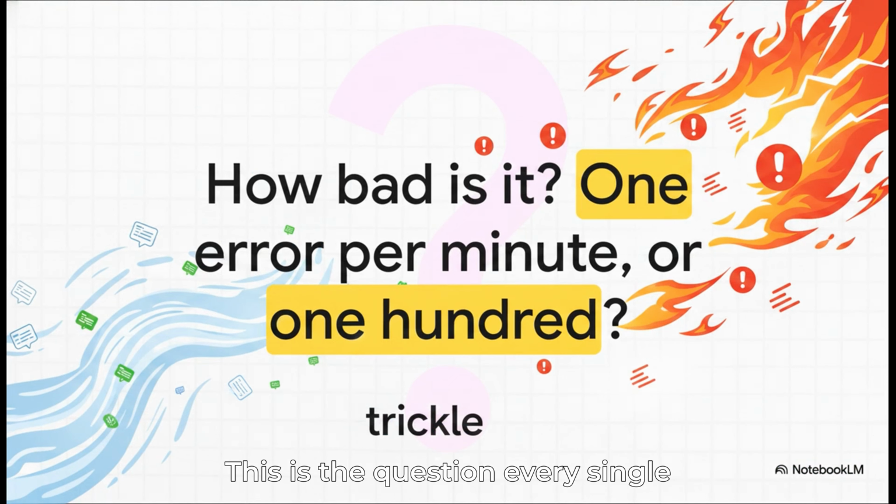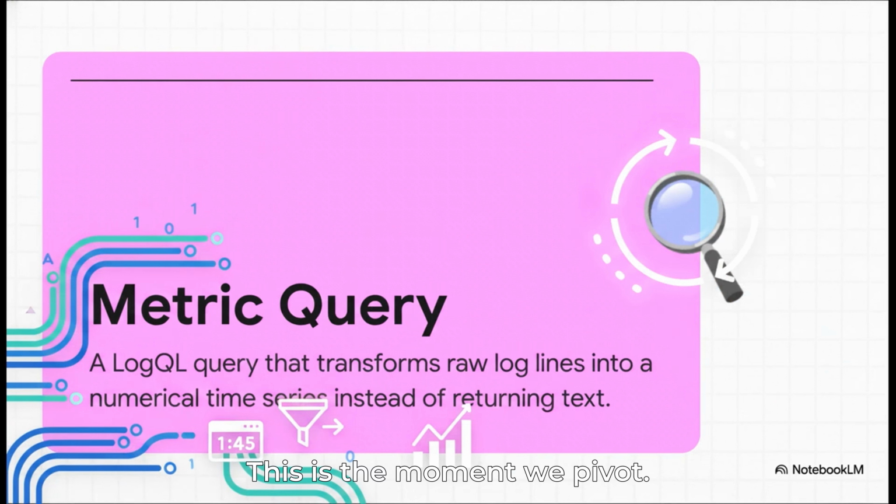This is the question every single on-call engineer has to answer, right? Is this a slow trickle of problems or a raging fire? The answer to that question determines the urgency of our response, and just looking at a list of log lines can't tell us that. We need a number. We need a rate. This is the moment we pivot.